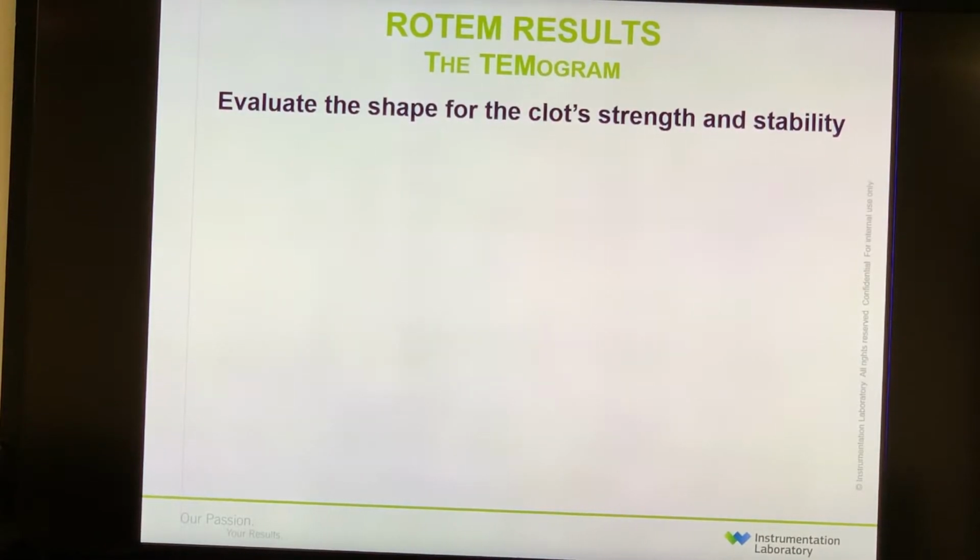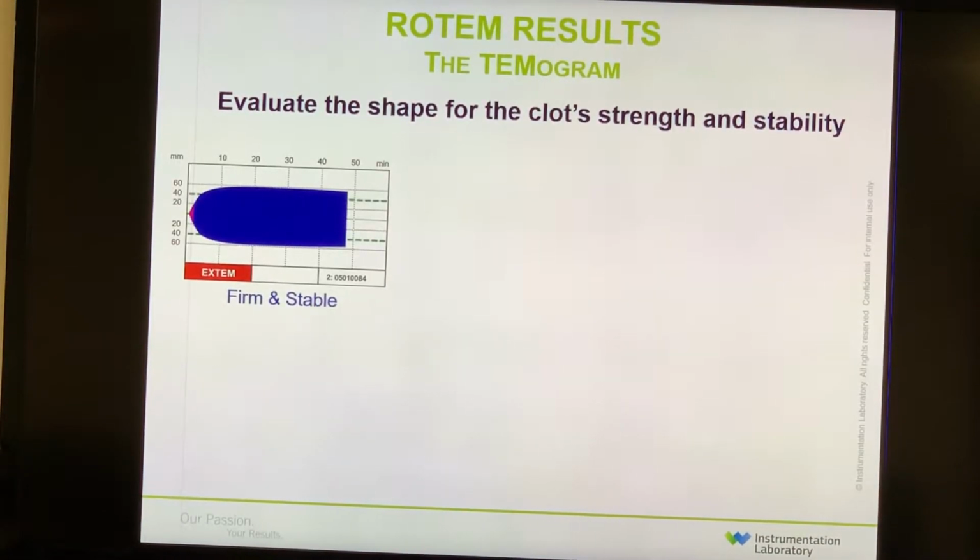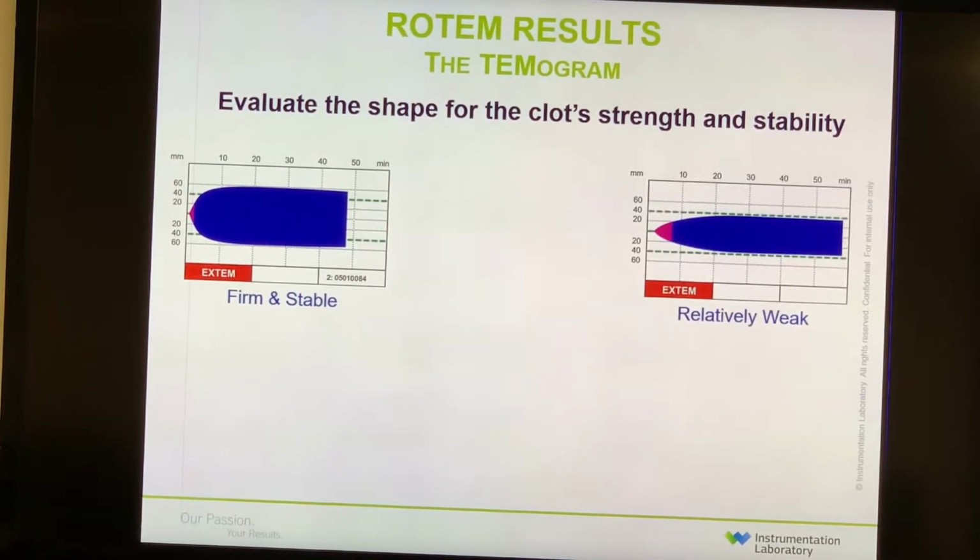You can also use the shape. I'm sure you guys have heard these shape analogies. My favorite is bullets and wine glasses. So the firm and stable clot looks like a wine glass. The blue's overlapping that dotted green line. I call it a wine glass because I say this is a clot worth cheersing to, or a clot that gets you home to a glass of wine much sooner.